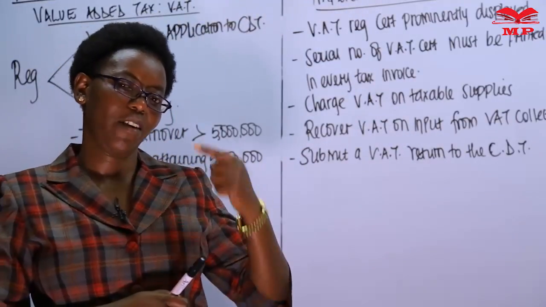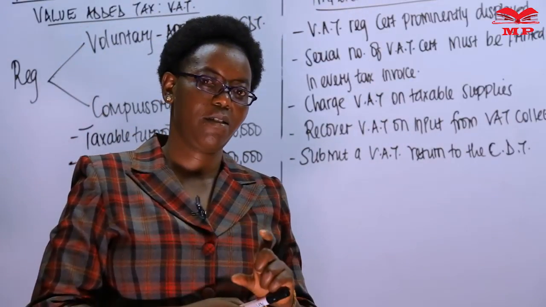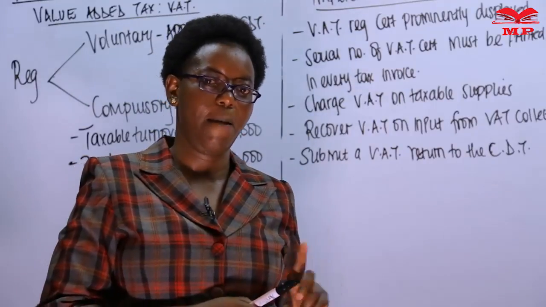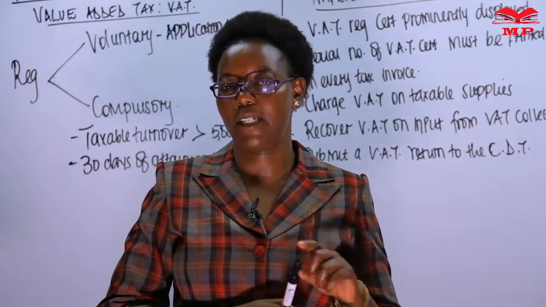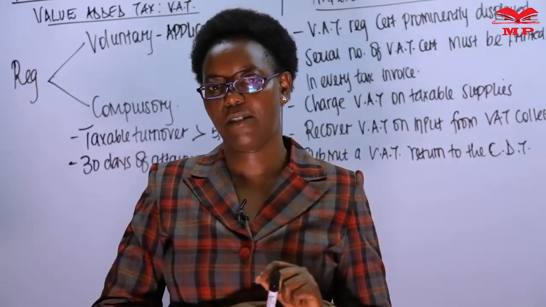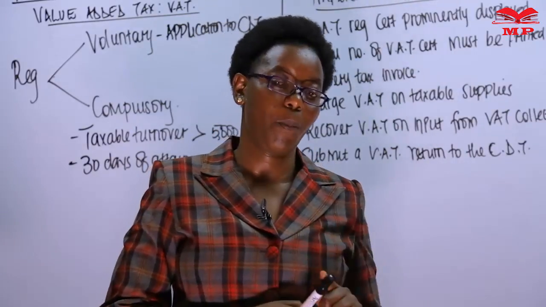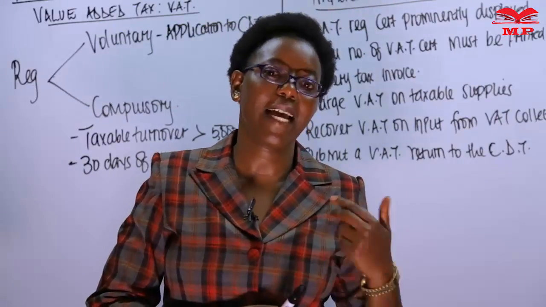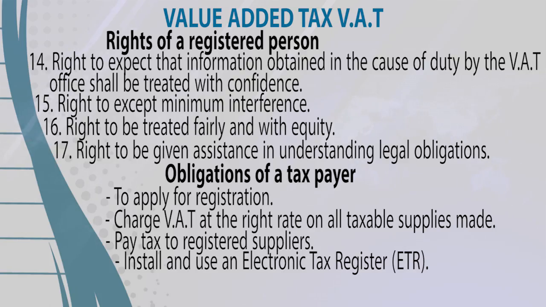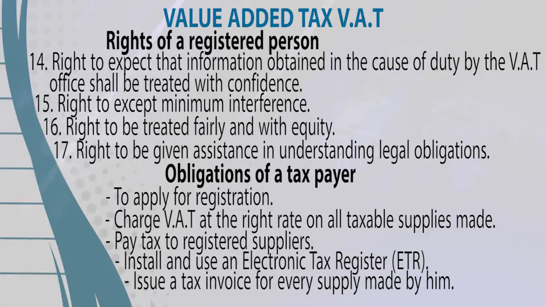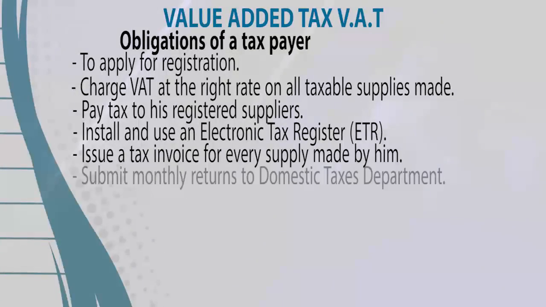So every invoice or every receipt for a vatable supply should be printed from an ETR device or an electronic tax register. That is a requirement by law. If you fail to do that, again, you attract penalties and fines. Then the next obligation is to issue a tax invoice for every supply made by him. Then submit monthly returns to the Domestic Taxes Department.